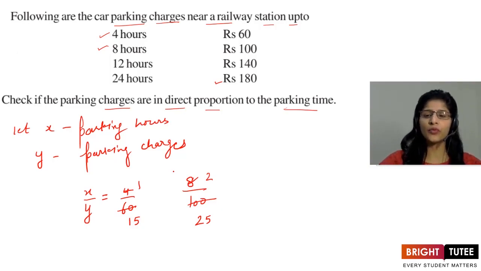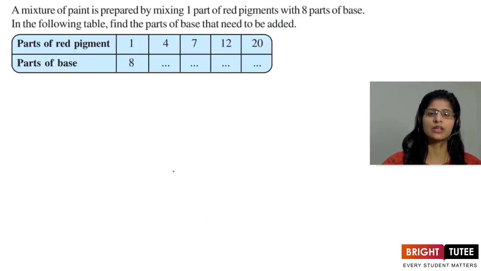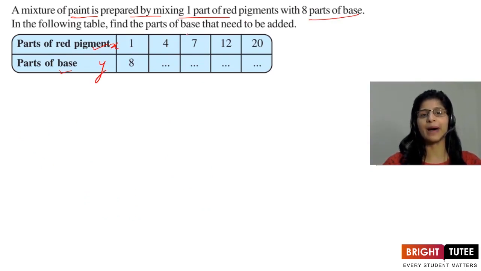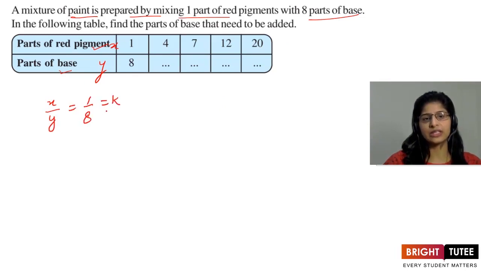Okay. Moving ahead, I have another question. There is a table given to you. A mixture of paint is prepared by mixing 1 part of red pigment and 8 parts of base. So parts of red pigment and parts of base, let's represent them with X and Y. In the following table, we have to find the parts of base that need to be added. So we know that they are all going to be in the same proportion. When we increase the number of red pigment, the parts of base will increase. So X upon Y is equal to 1 upon 8. That is actually K.